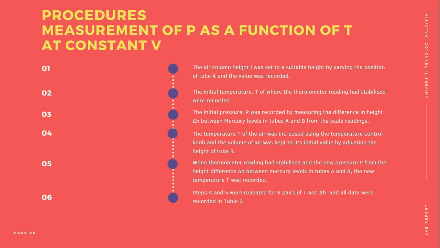Next, we kept the volume of air constant by adjusting the height of tube B. But the temperature T of air was increased using the temperature control knob. Then, when the thermometer reading had stabilized and the new pressure P could be read from the delta H of tube A and tube B, the new temperature T was recorded. Then, steps 4 and 5 were repeated for the 6 pairs of T and delta H. As per the previous procedures, all these data were recorded in Table 3.